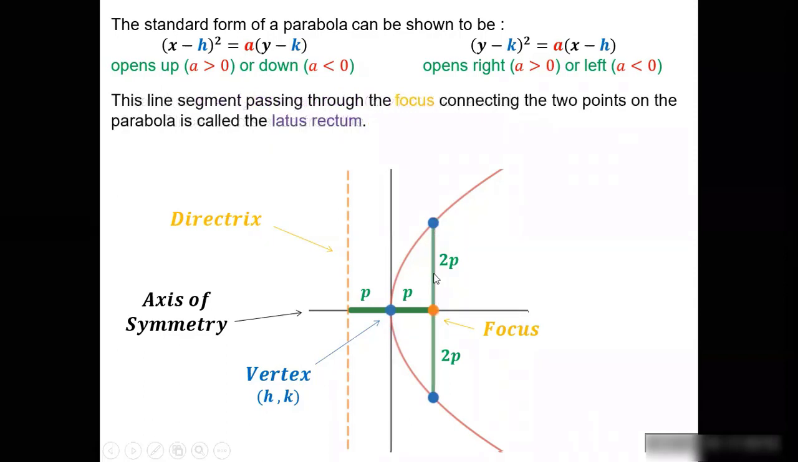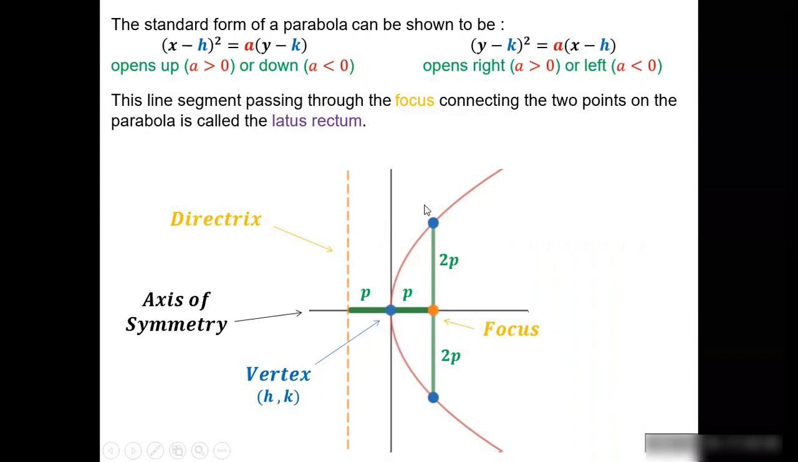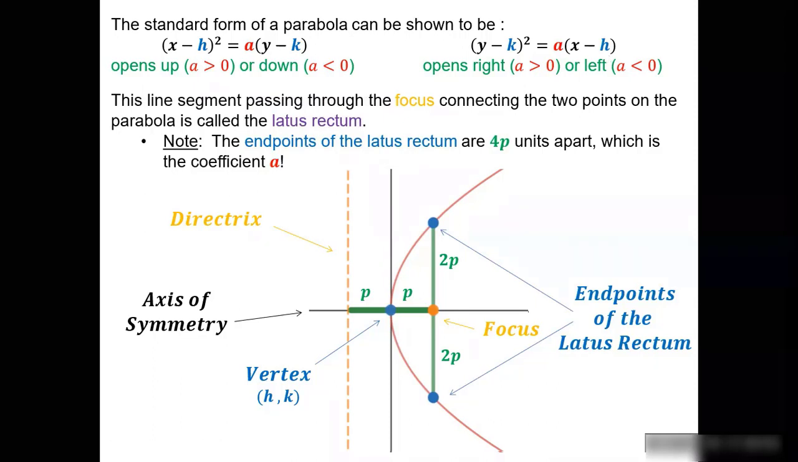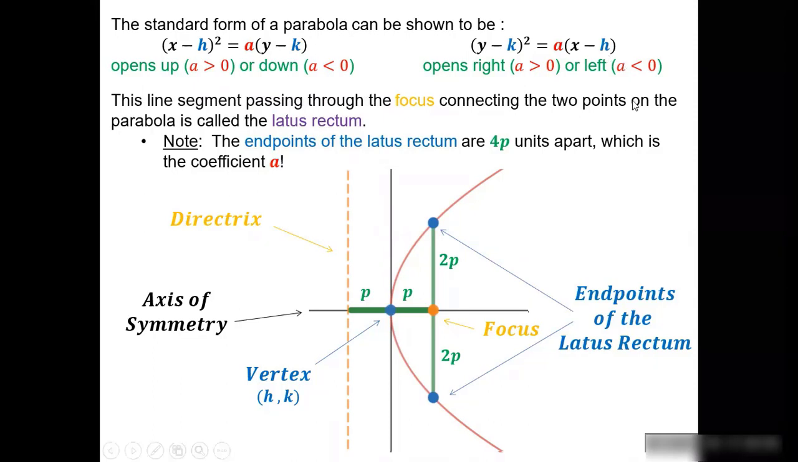We should recognize that this line segment is referred to as the latus rectum. And these two endpoints of the latus rectum will be 4p units apart, which should be interesting because remember how the coefficient called A is actually equal to 4p. So this coefficient of A, let's assume that A was 12, would indicate how far away the points are on this latus rectum. And this is what's going to allow us to find all the information that we need to graph the parabola.